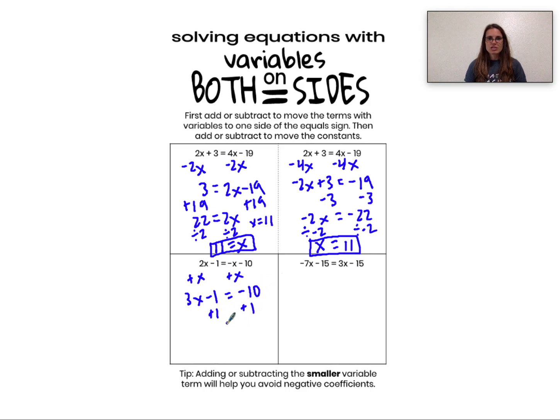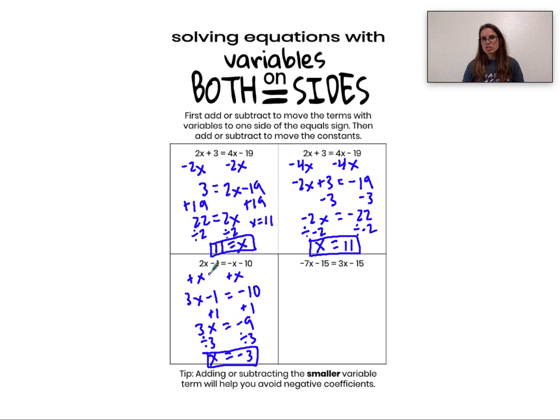Inverse operations. We're going to add 1 to both sides. That gives me 3x equals negative 9. Final step is to divide both sides of my equation by 3. 3x divided by 3 is just x. And negative 9 divided by 3 is negative 3. Negative 3 is my solution to this equation.